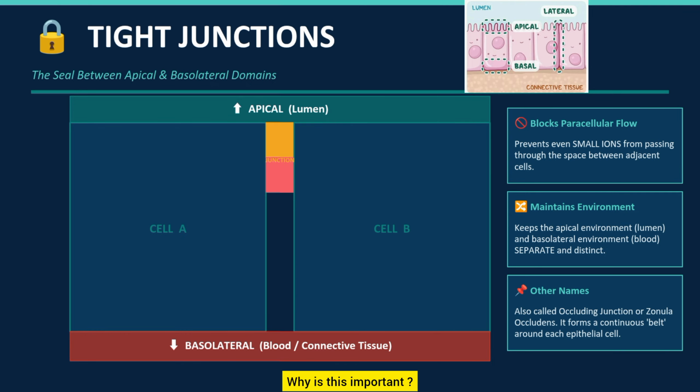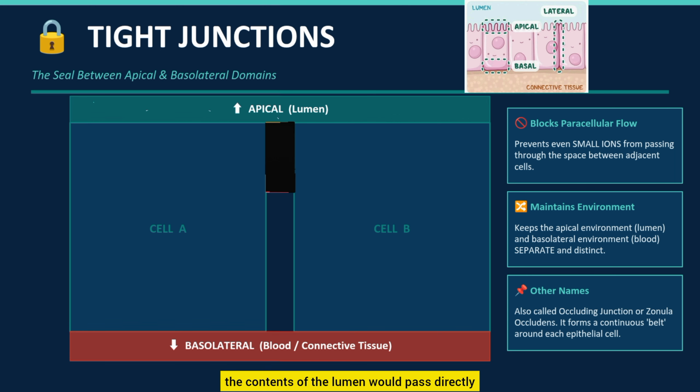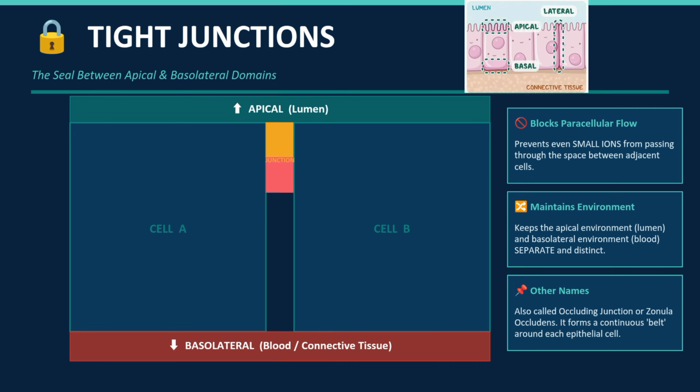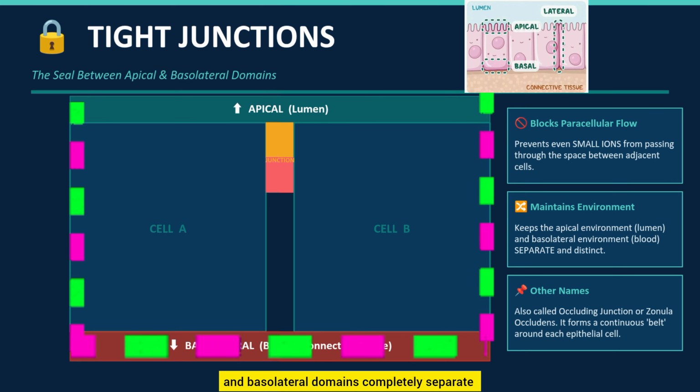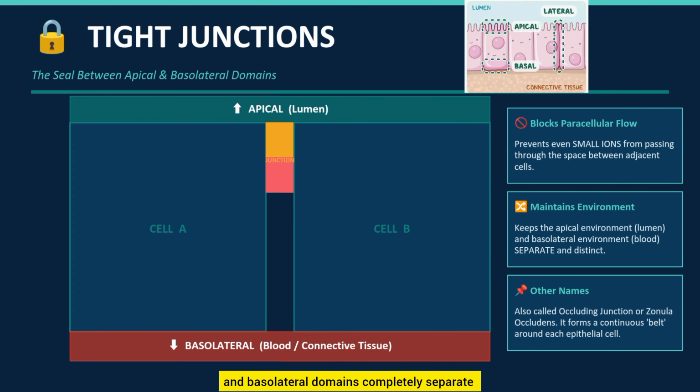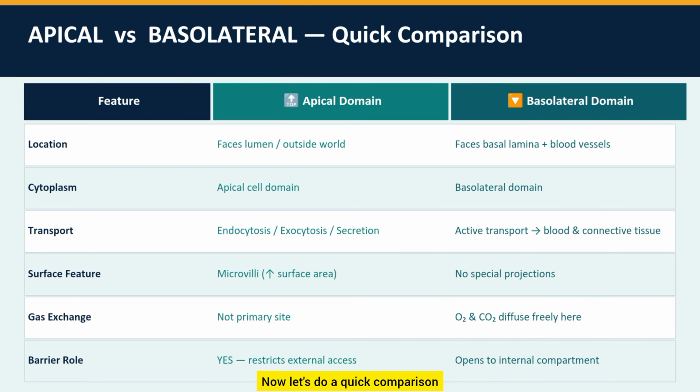Why is this important? Because if this seal did not exist, the contents of the lumen would pass directly into the blood, without any selective filtration, and the body's entire system would be disrupted. The tight junction has one more role. It keeps the apical and basolateral domains completely separate, so that the environment on both sides of the epithelium is maintained. Now let's do a quick comparison.